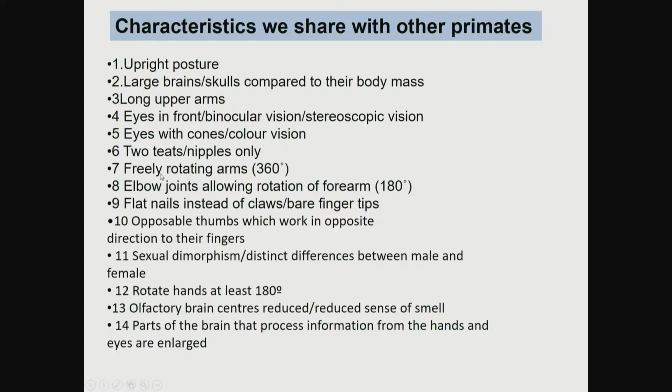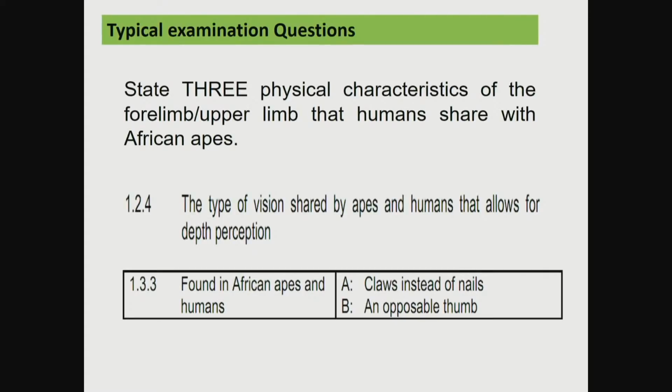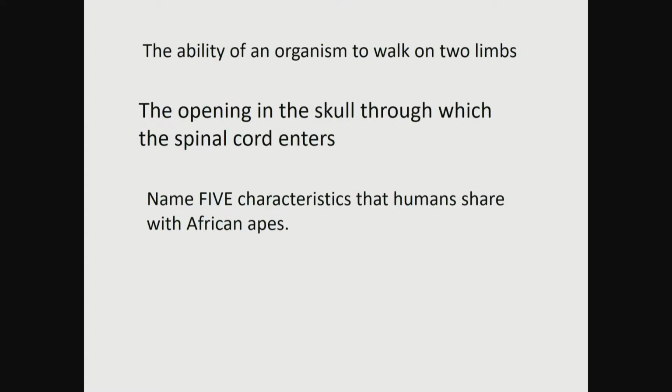All these we must be able to identify, the characteristics we share with other primates. Precision grip is one of the differences because of the thumb.